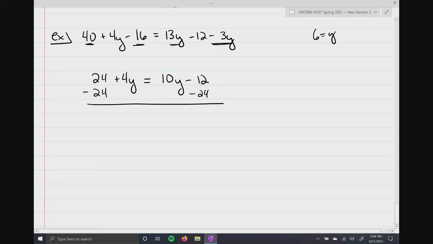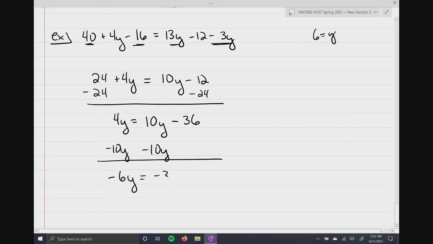So on the left-hand side, I get 4y. On the right-hand side, I get 10y minus, now, signs are the same. Add the numbers, keep the sign. So minus 36. Okay? Now I am forced to move the 10y, because I have to remember, variable terms on one side, constant terms on the opposite side. So I will subtract 10y from both sides. Now, 4 minus 10 is going to be negative 6y equals negative 36.